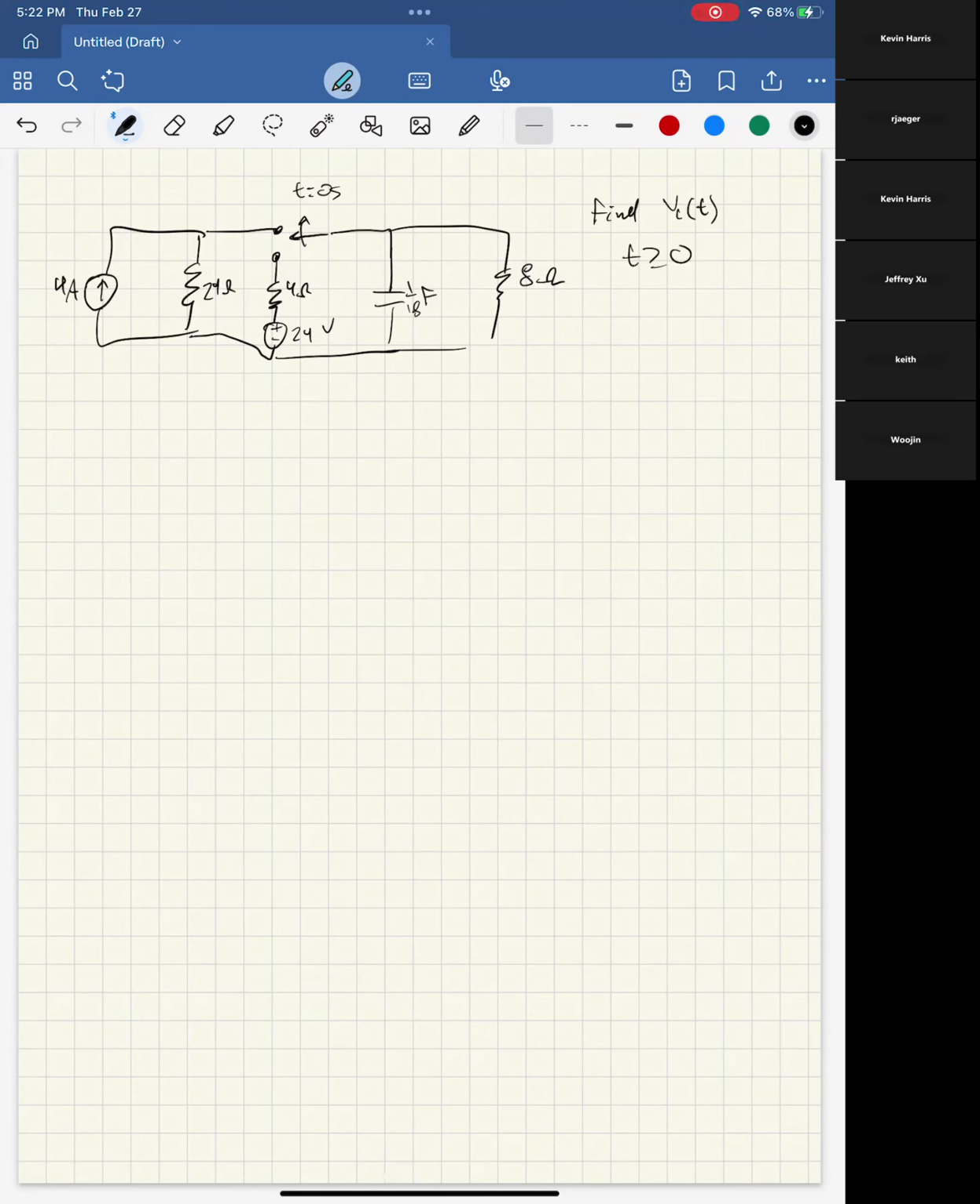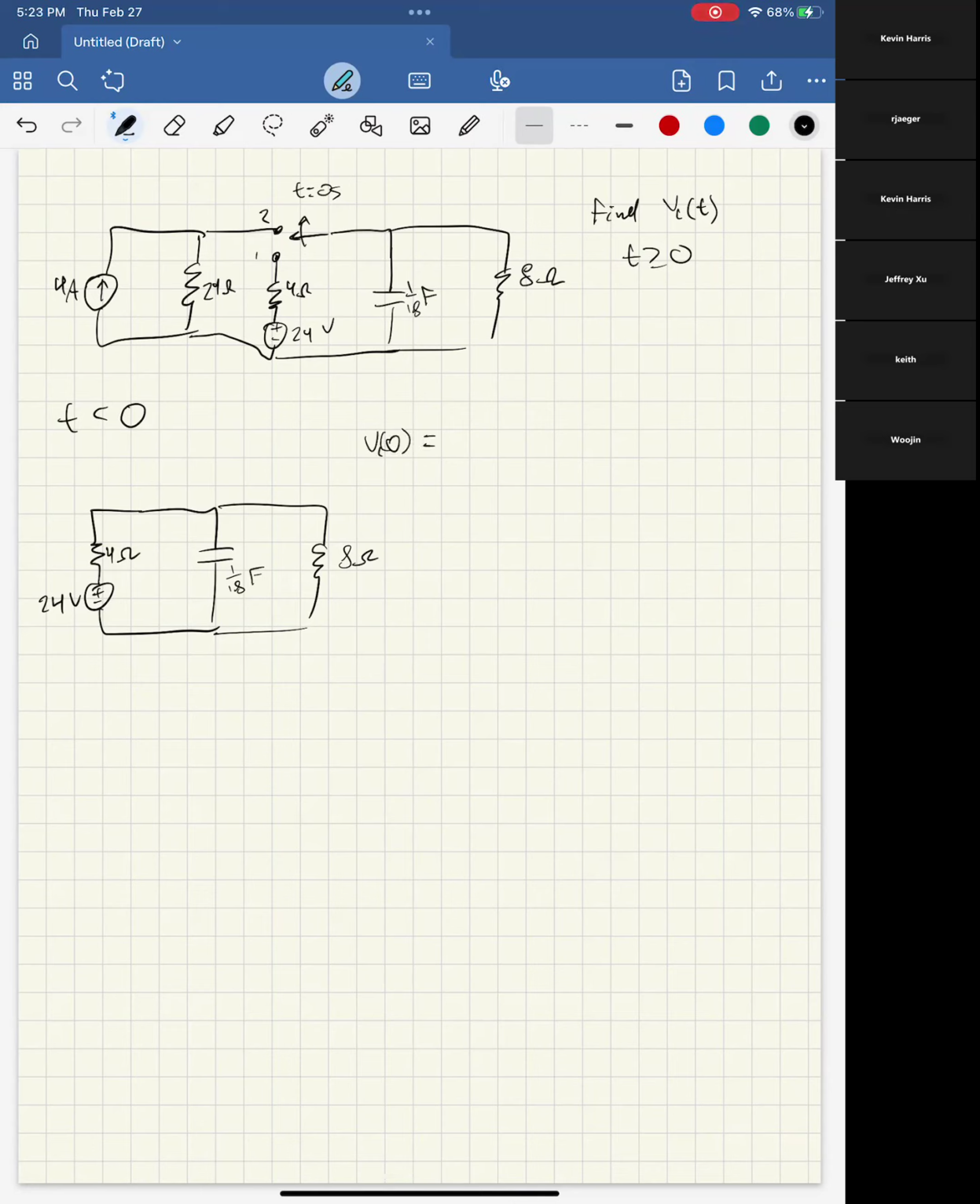We got the circuit for this is position 1, this is position 2. As you can see, the arrow says it's moving upwards. So we got this. Okay, and we got that. And we want to find VC of 0.